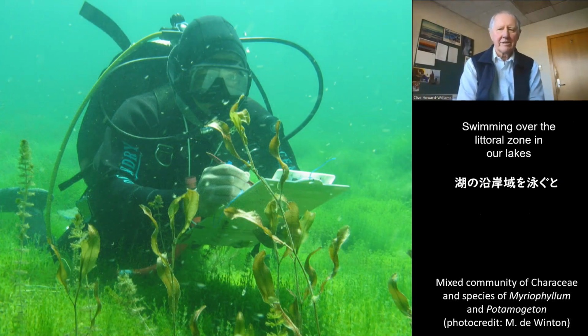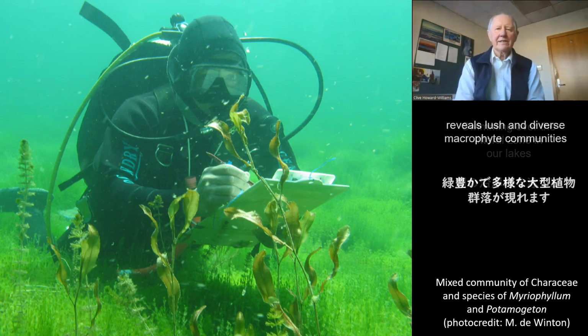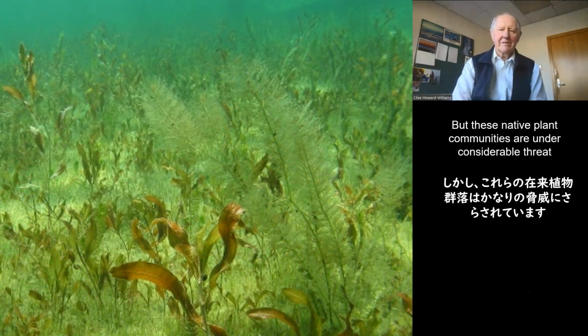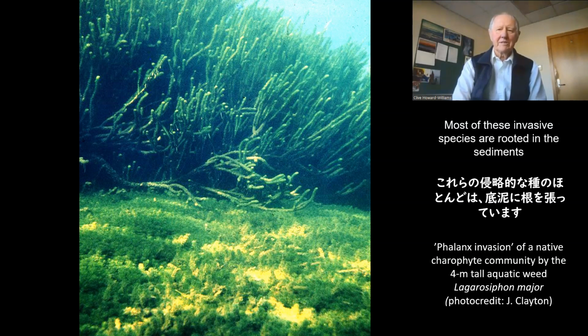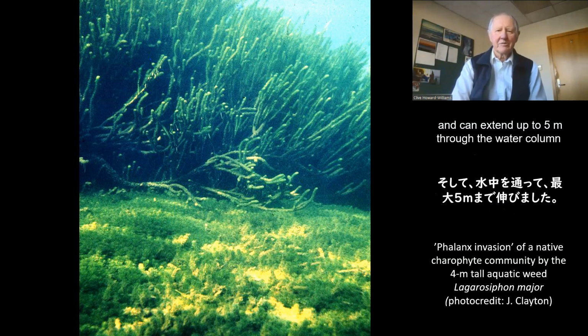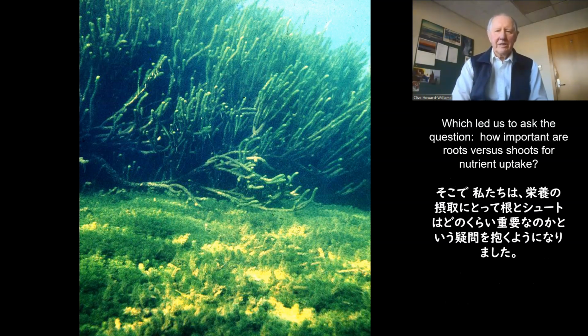Swimming over the littoral zone in our lakes reveals lush and diverse macrophyte communities. But these native plant communities are under considerable threat from submerged invasive aquatic weeds. Most of these invasive species are rooted in the sediments and can extend up to 5 meters through the water column. Which led us to ask the question, how important are roots versus shoots for nutrient uptake?